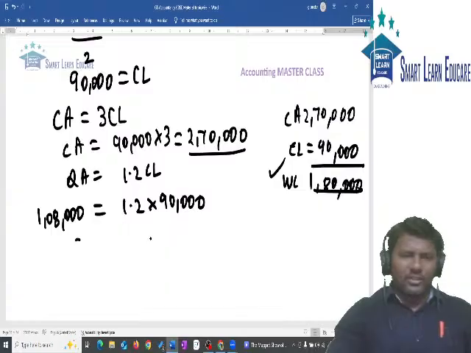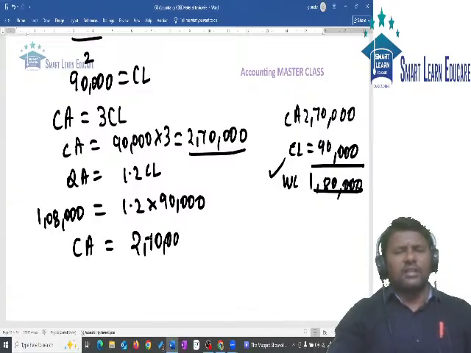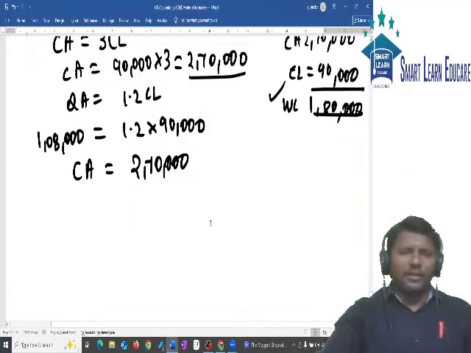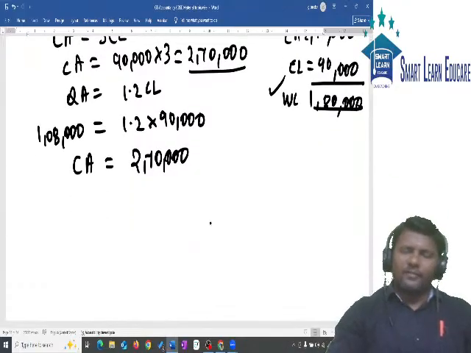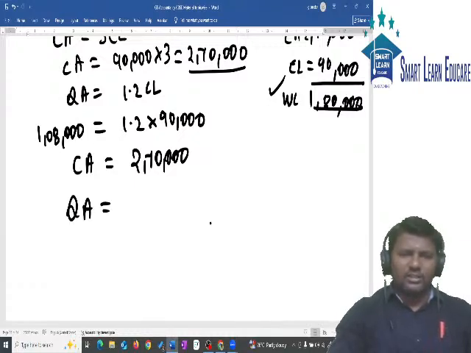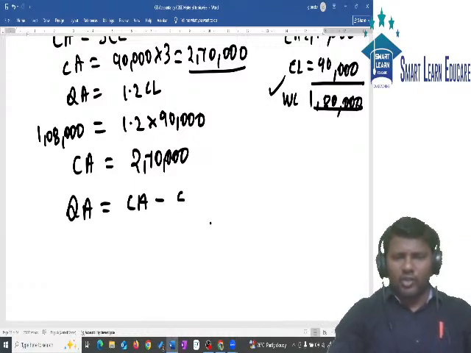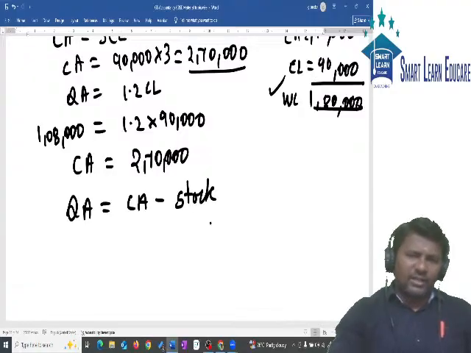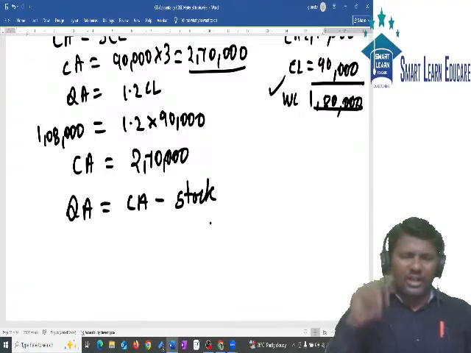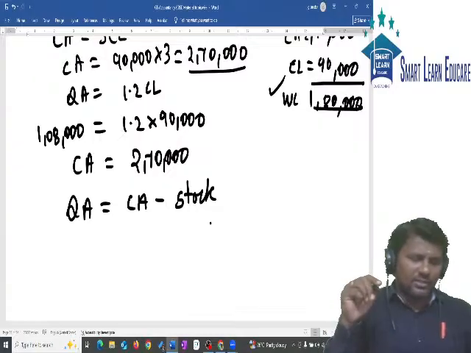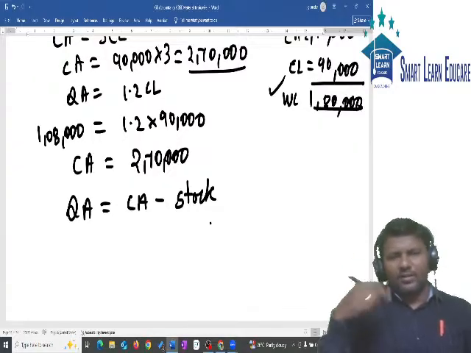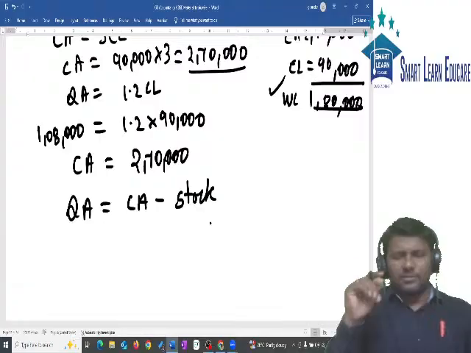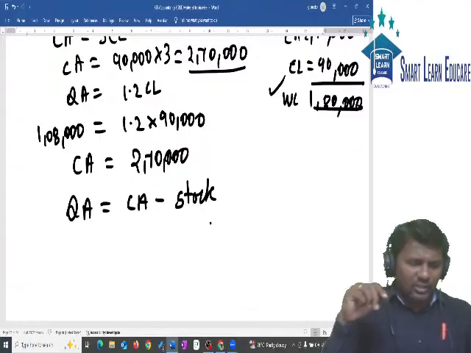Total current asset is how much? Current asset, it is 2,70,000. What is the another thing they are asking? Inventory they are asking. How to find out inventory? With the help of quick asset we can find out inventory. Because what is quick asset? Quick asset is equal to current asset minus stock. Actually, quick asset is equal to current asset minus stock minus prepaid expense. But in this question, we don't have information about prepaid expense, so we can assume prepaid expense as 0.